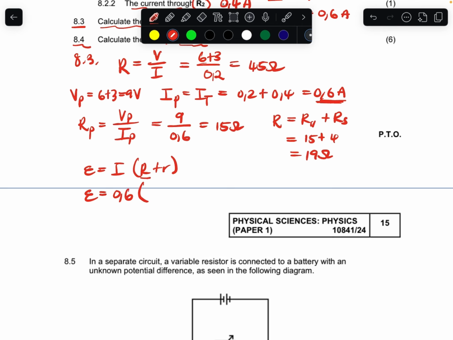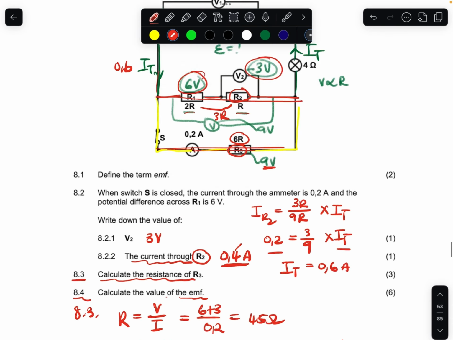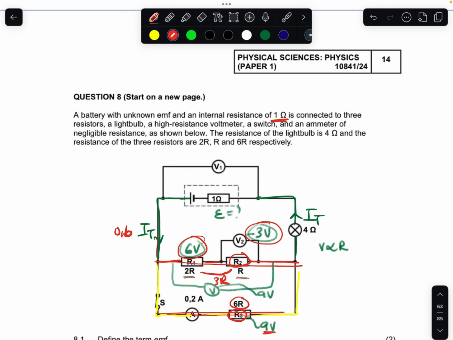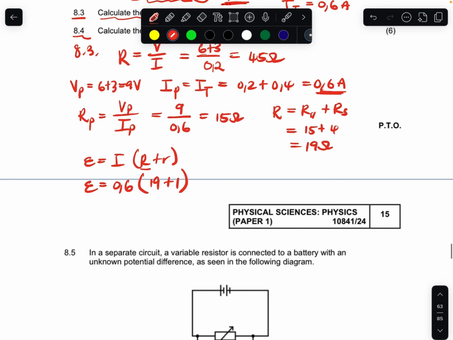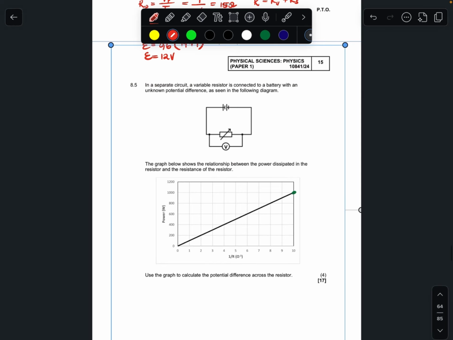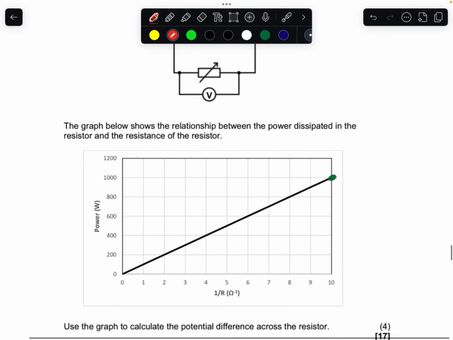And the R external is 19, and the R internal is 1. We were told in the statement it's 1. So the answer there is going to be 12. It's going to be 12 volts. That means our EMF is 12 volts, right? I hope I make sense there.